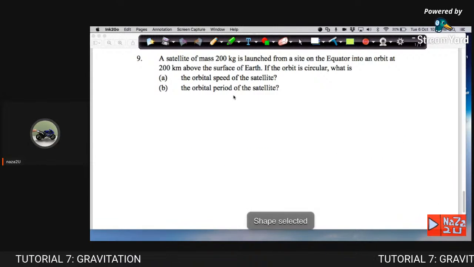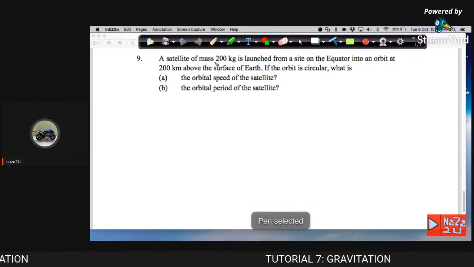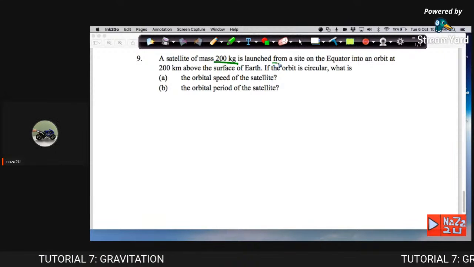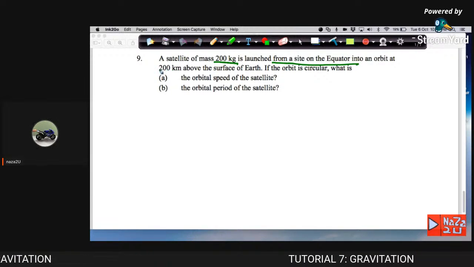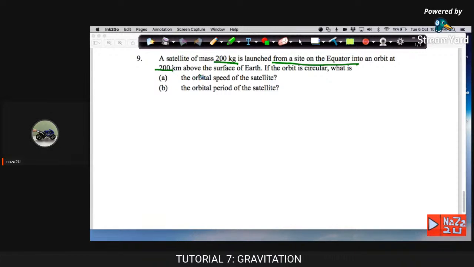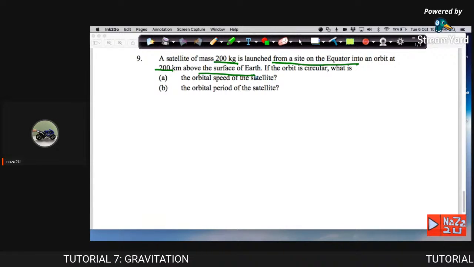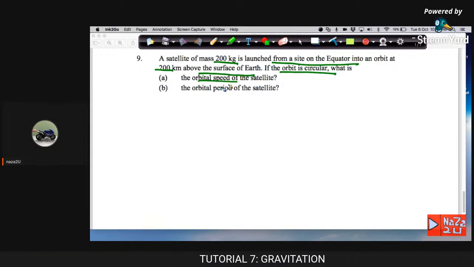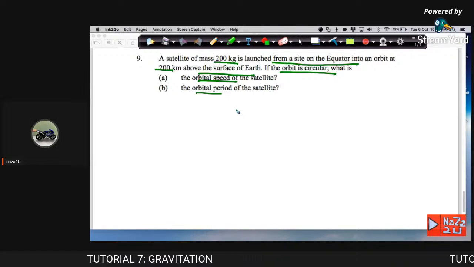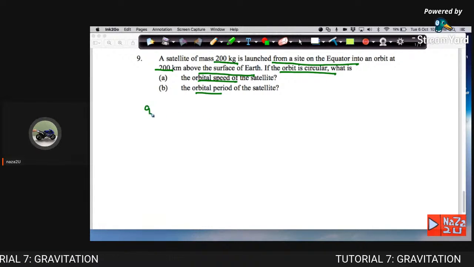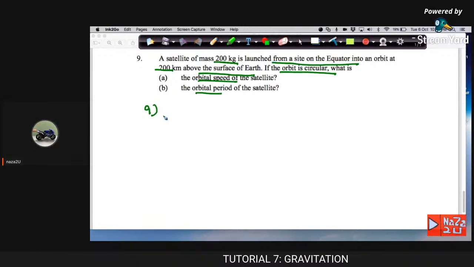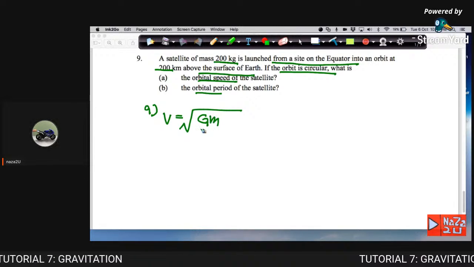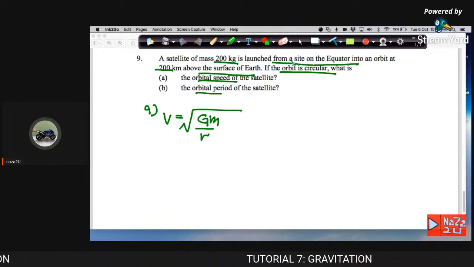Okay, number 9 is a satellite of mass 200 kilogram launched from the equator into an orbit 200 kilometer above the Earth's surface. If the orbit is circular, what is the orbital speed? Okay, I think it is more or less the same as the question above. So number A, the question asks you the orbital speed. For the orbital speed equation, you can use the square root of GM over R. Now it uses the Earth.